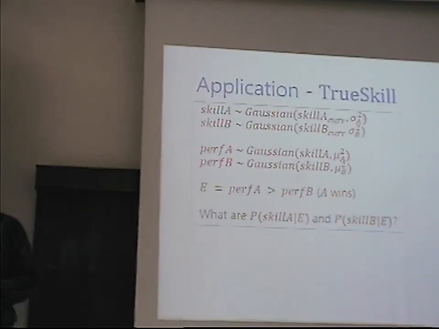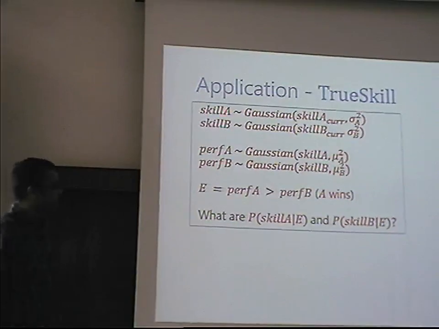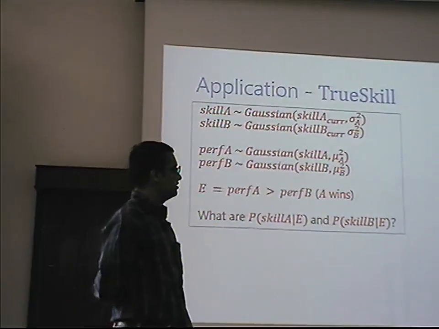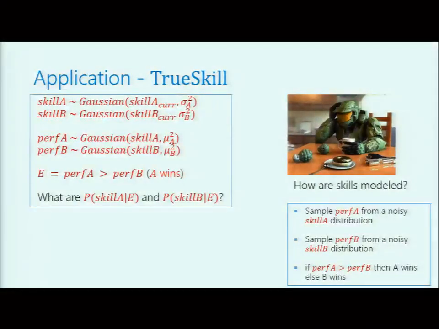Here's a simple probabilistic model. Essentially what this is saying is that you have a notion of a skill. You have two players, and this is a very simple model for two players, A and B. They have skills, skill A and skill B. And essentially what this model is saying is that there is a certain prior on what the skill of A and skill of B is.